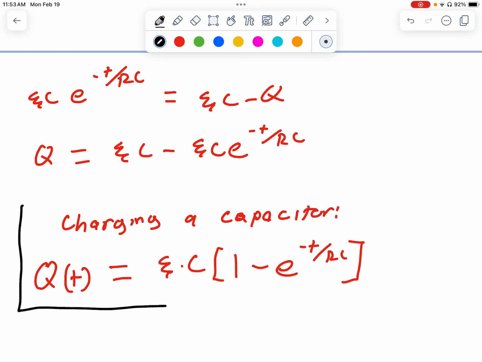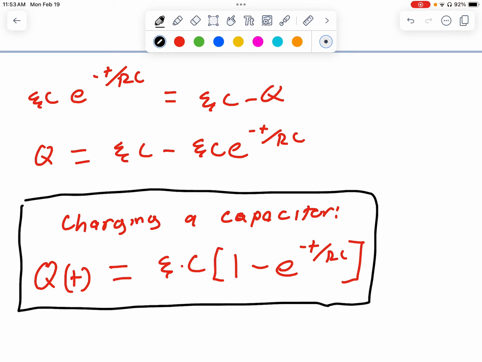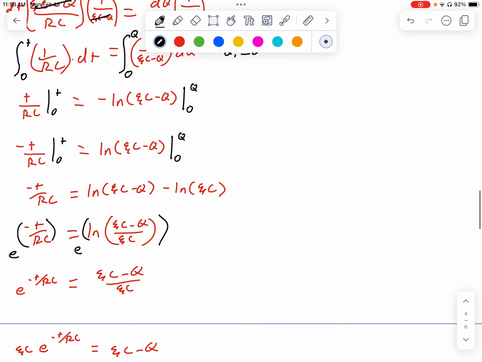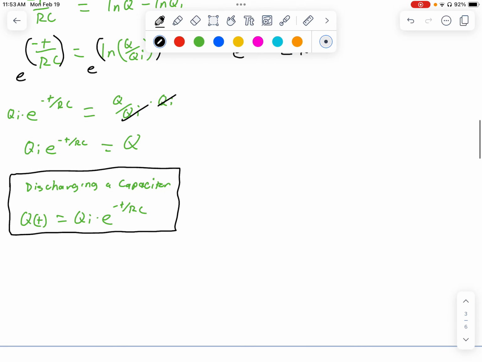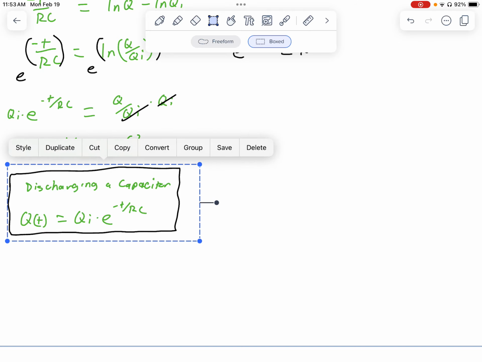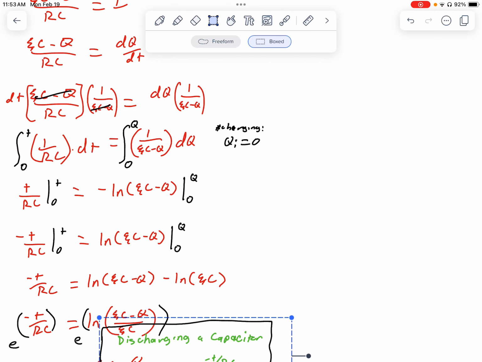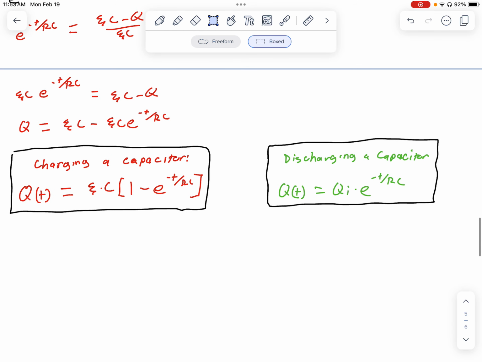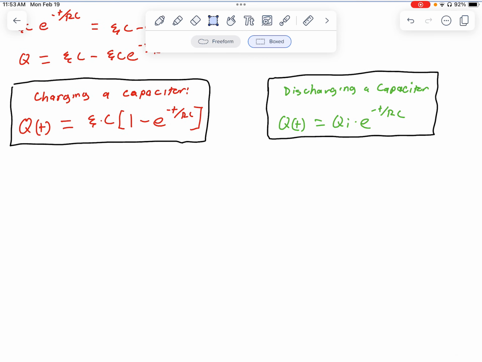Ta-da. Now I have one equation for charging and one equation for discharging. Let's put them side by side and compare. Aren't those nice? Similar fashions. Another time we'll have to look at these graphically. We have one for how we put the charge on and one for how we take the charge off. Now you might be feeling a little bit lost here, but wait, there's more. We're going to try to make some sense of this. Check this out.